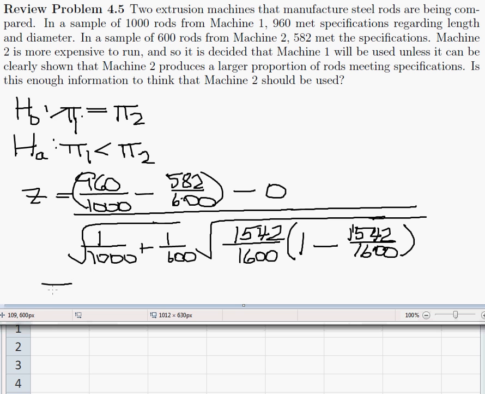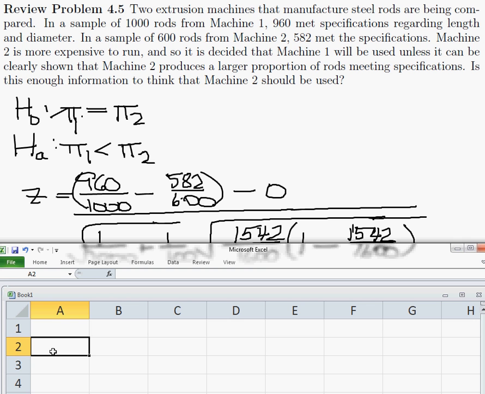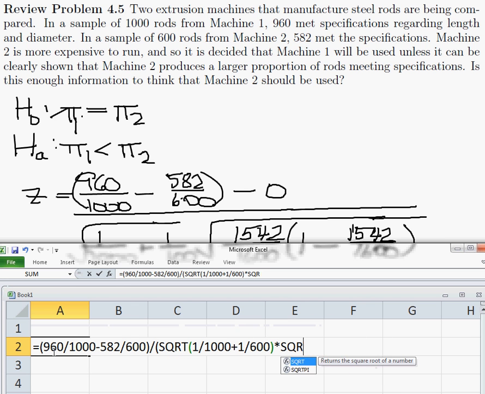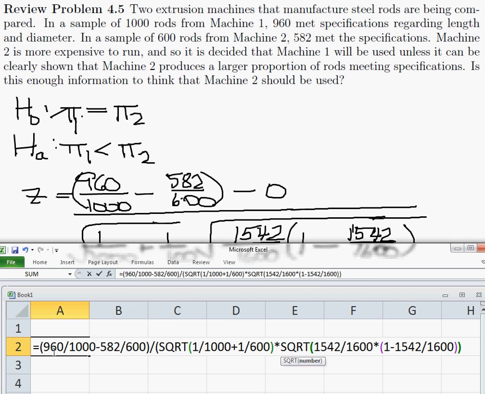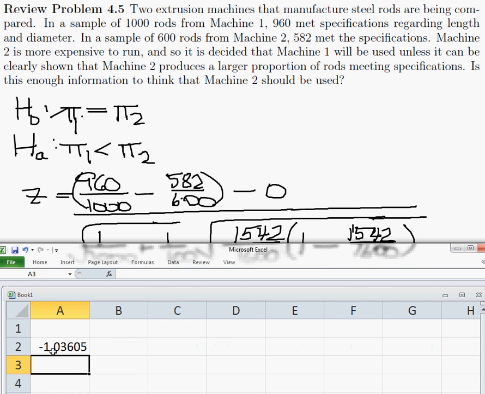Okay, so let's type that into Excel and see what we get. So we have 960 over 1,000 minus 582 over 600, divided by the square root of 1 over 1,000 plus 1 over 600, times the square root of 1,542 over 1,600 times 1 minus 1,542 over 1,600, which gives us a z-value of negative 1.036.